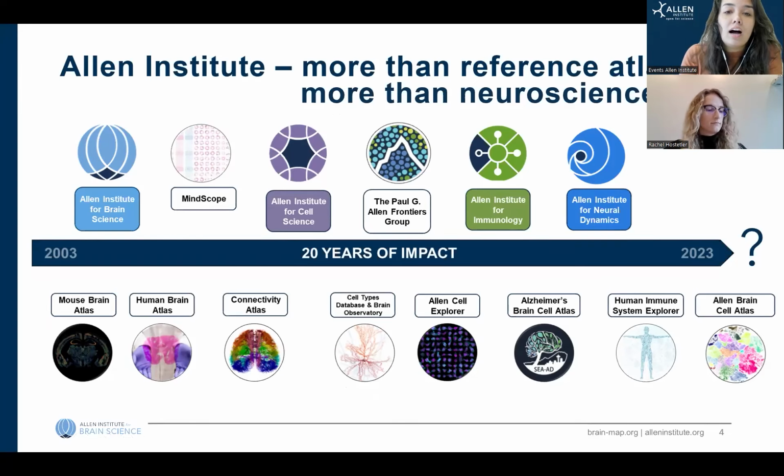So we also have more than a reference atlas. We have a lot of data available on brainmap.org, including Connectivity Atlas, Cell Explorer, Alzheimer's work, and Brain Cell Atlas. In addition, we have more than our Brain Science Institute. We have including our cell science, immunology, and neural dynamics. But today we'll be talking about cell types. And with that, I'll take it over to Rachel.